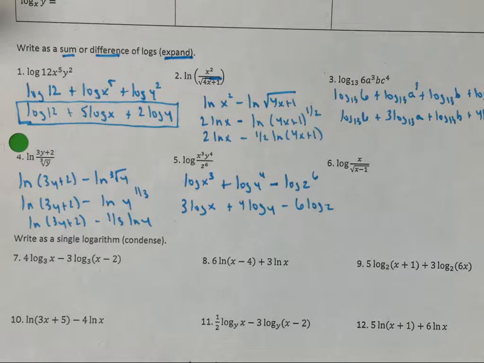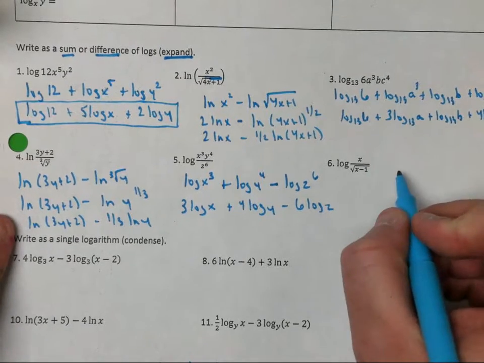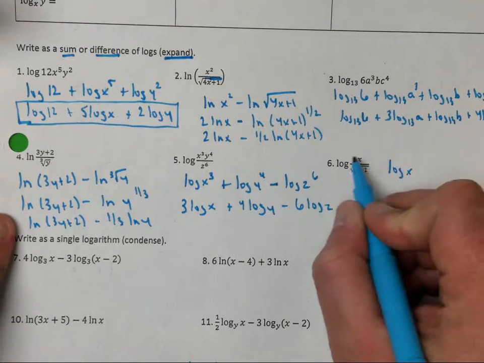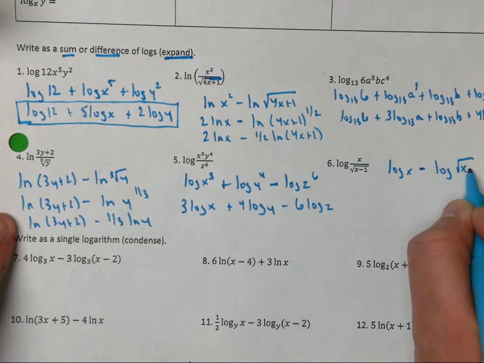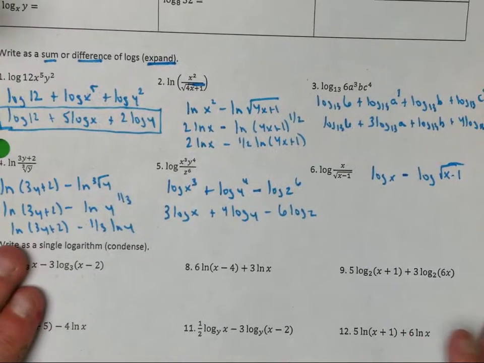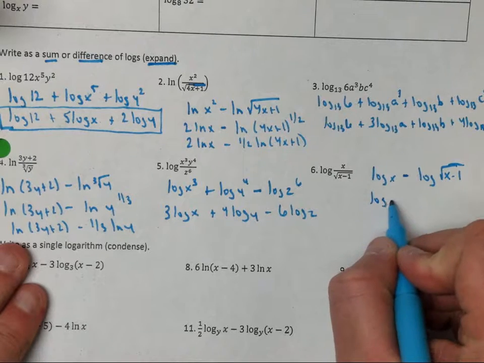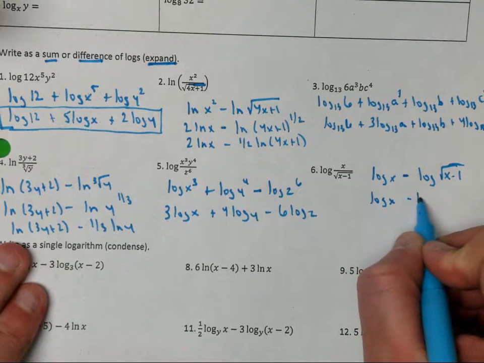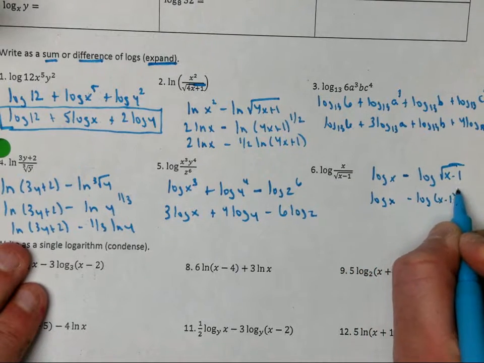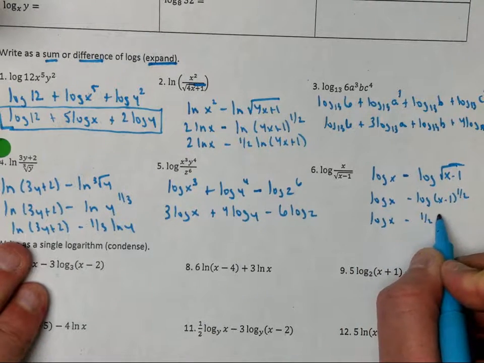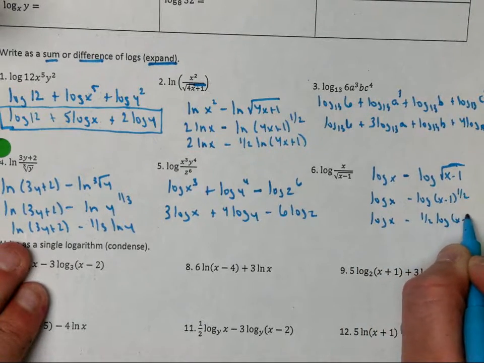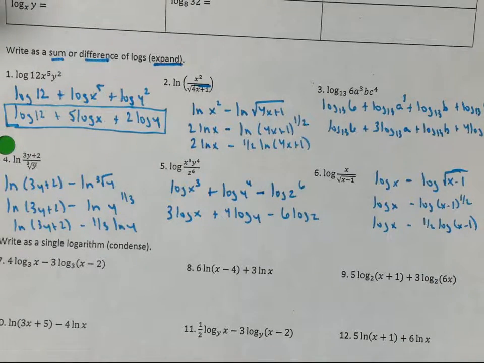Okay? Let's look at the last one. I'm going to have log base x. This is quotient, so I'm going to do minus log square root of x minus 1. I do not want to leave that radical there, so I'm going to rewrite it as an exponent. Log x minus log x minus 1 to the half. Bring that 1/2 down, and that is our answer.